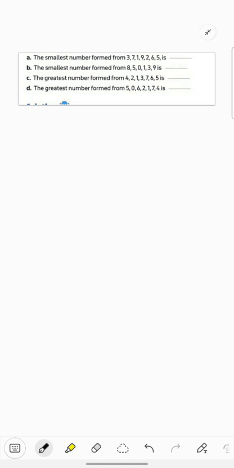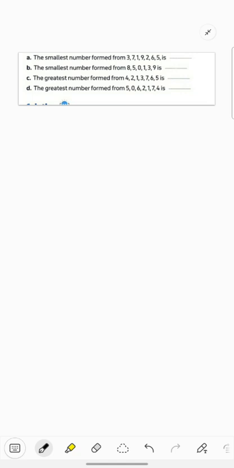Now, the smallest number formed from 3719265. What's the meaning of this question? Now you have many digits, like 3, 7, 1, 2, 3, any digits, right? And you need to form a number. Forming means you put all the digits together to make a number. You have digits 4, 5, 6 all alone, and forming means you put them together to make a number like 5,332. Okay.